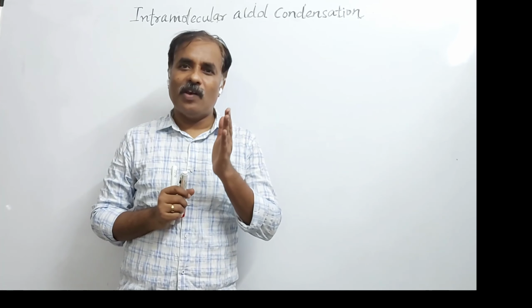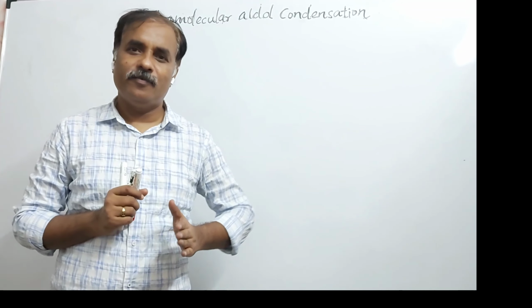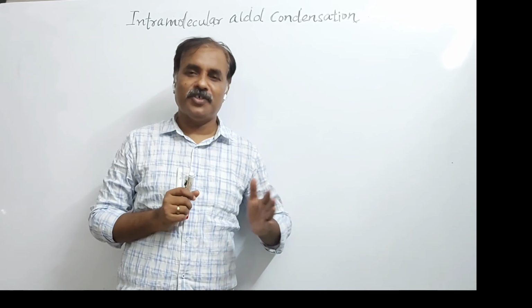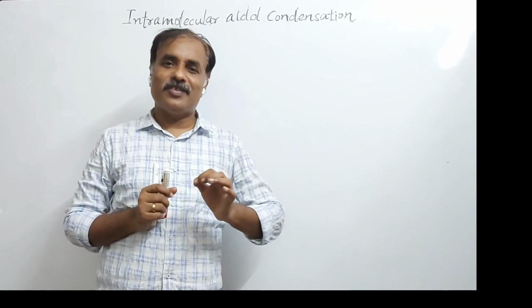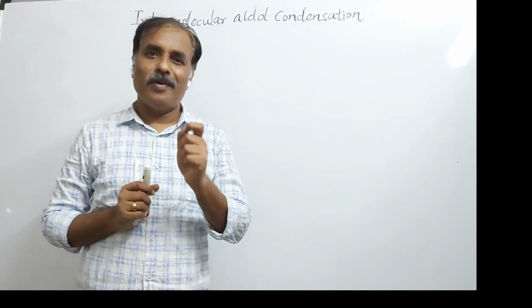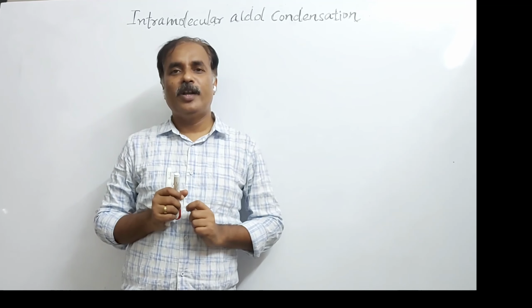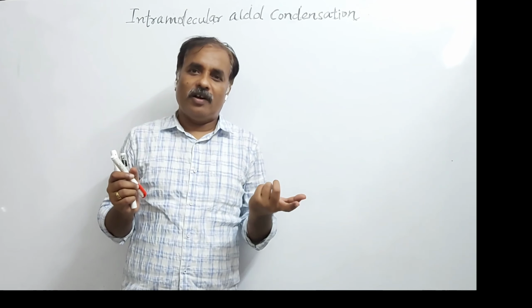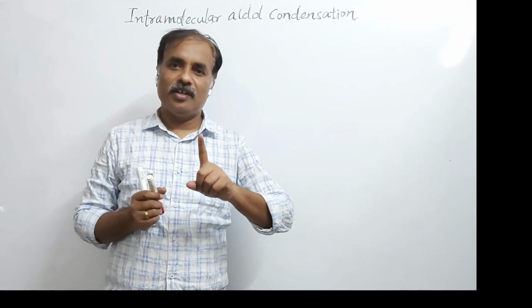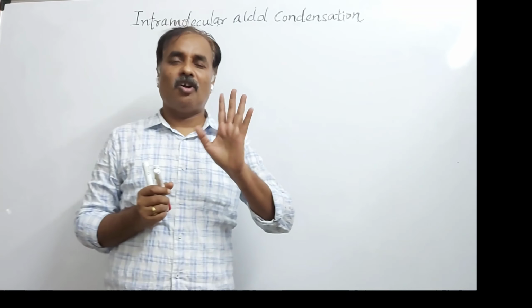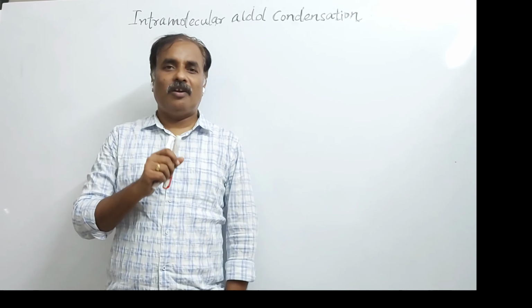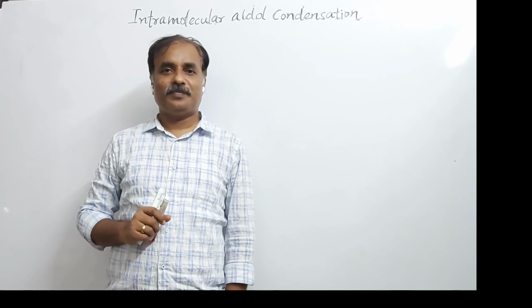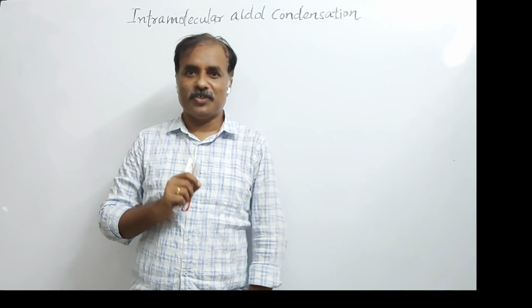Compounds lacking alpha hydrogen atoms, like benzaldehyde and formaldehyde, do not undergo aldol formation because they don't have any alpha hydrogen atoms. So alpha hydrogen is the essential condition for aldol condensation. You are well familiar with this. Now, types of aldol condensation: number 1, simple aldol condensation; number 2, crossed; and number 3, intramolecular aldol condensation. In the previous lecture we have seen simple and crossed aldol condensation. In today's lecture, we'll see intramolecular aldol condensation.